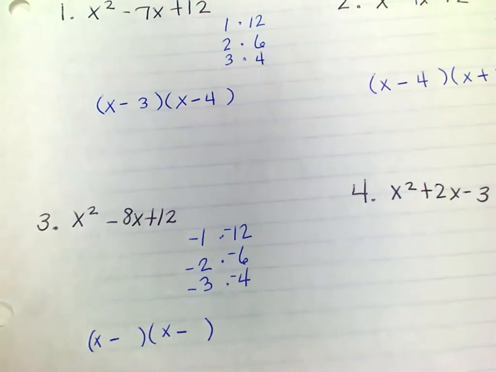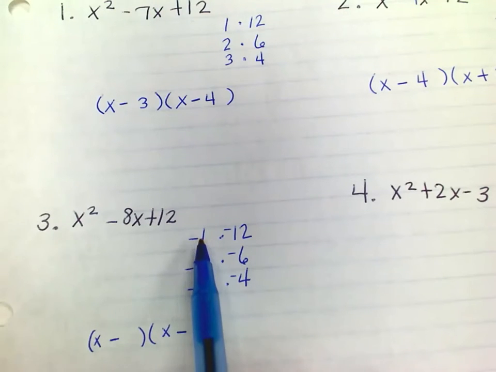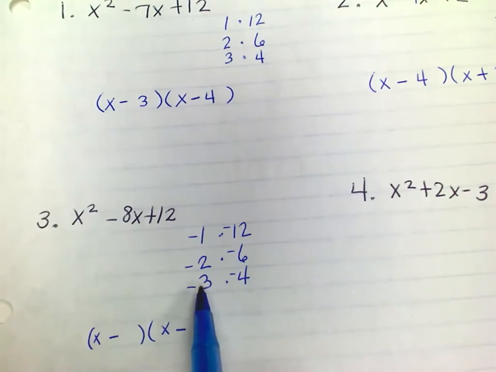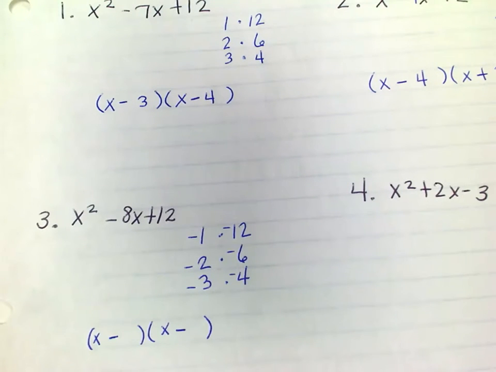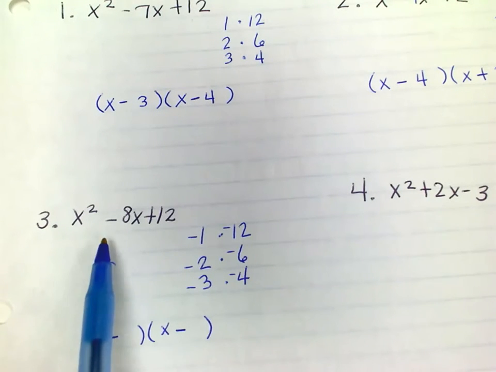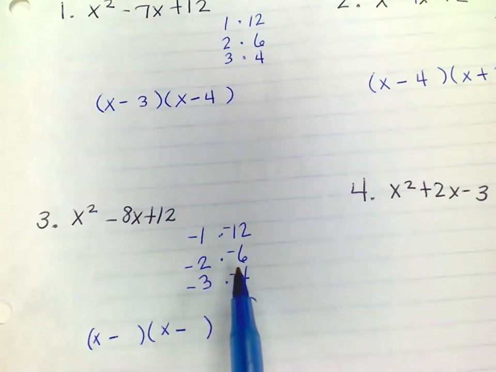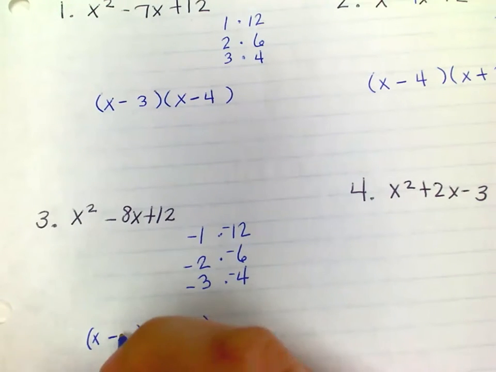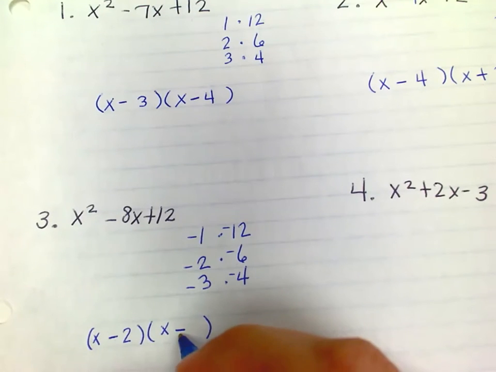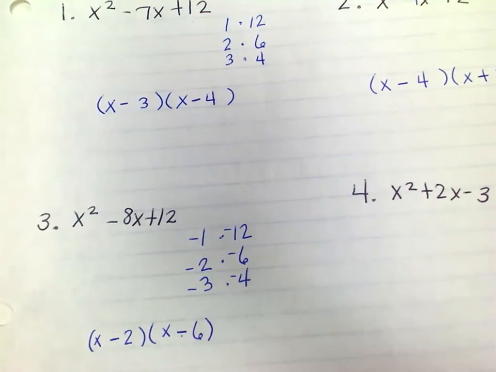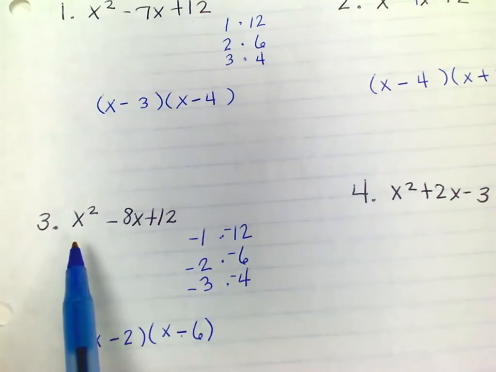Now we have to think in terms of adding. If we were to add negative 1 and negative 12, or negative 2 and negative 6, or negative 3 and negative 4, which of those would combine to give you a negative 8? And if you look, the negative 2 and the negative 6 will work. So let's plug the 2 in there, since we have the negative there. Instead of the negative there, just place a 6 right there. And that is how you factor. And if you were to FOIL back out, you would see that you get that same trinomial.